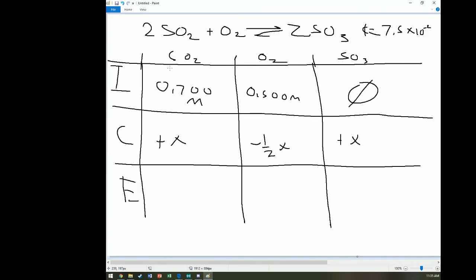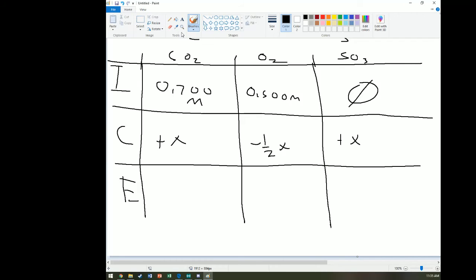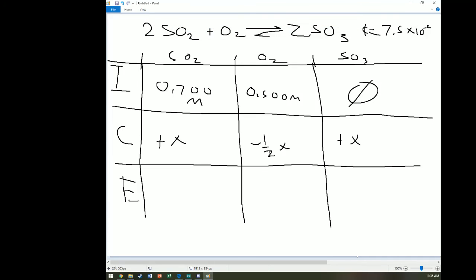Now, just to make our lives easier, since x is just some unknown that we're going to solve for, why don't we work with nicer numbers here? I just realized that should be minus. Let's call this minus 2x, let's call this plus 2x, and let's call this minus x, just so that we don't have to work with fractions. So then we know the equilibrium is 0.700 minus 2x, 0.500 subtract x, and then 2x.